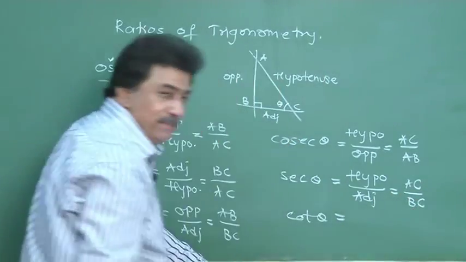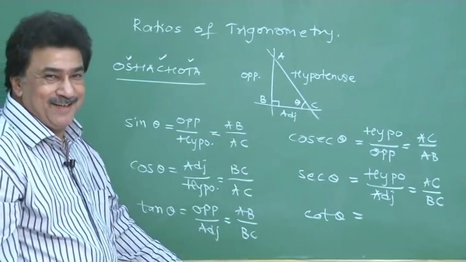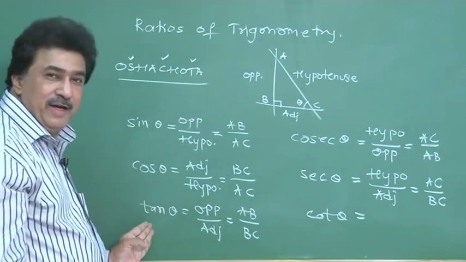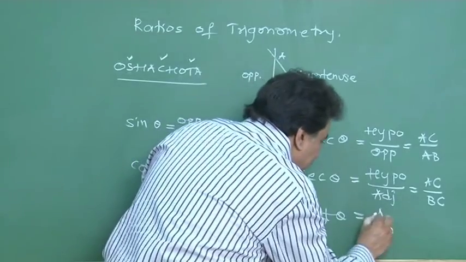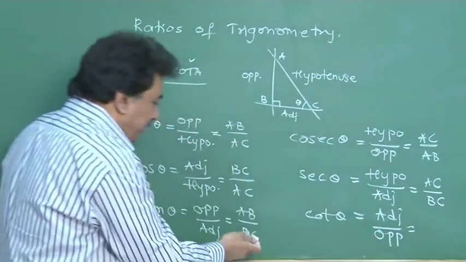Is it clear? Yes. And you are guessing the right thing for cot. Come on, what you can say? Yes. Cot is reciprocal of what? Tan. Tan is what? Opposite upon adjacent. Adjacent upon what? Opposite. Which will give me BC upon AB.